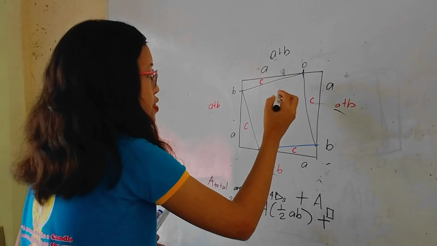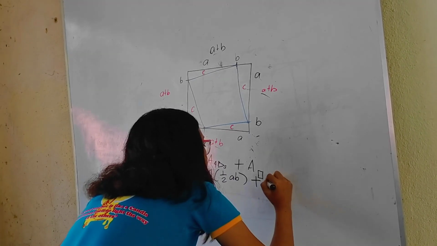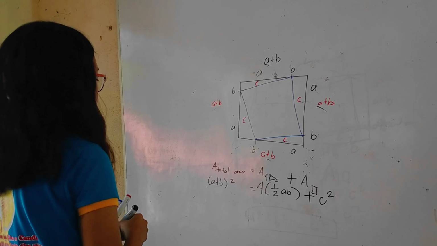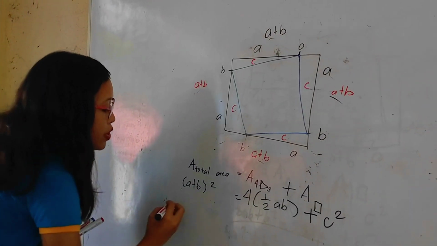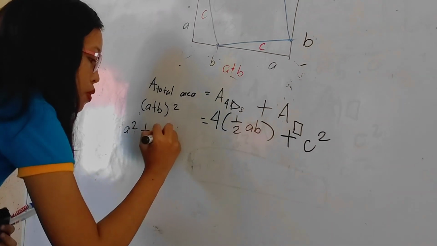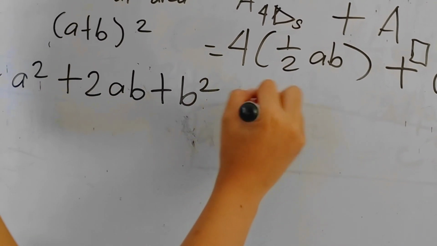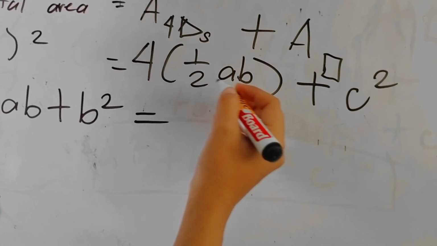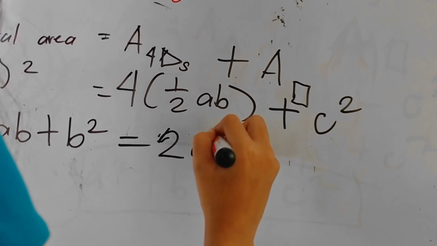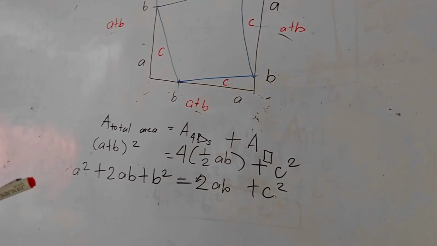Added to the area of the square, so we have C as its side, so it will become C squared. Now, let's move on to performing the operation. A plus B squared here will be equal to A squared plus 2AB plus B squared, which is equal to 4 times 1/2 AB, which will become 2AB, plus C squared.